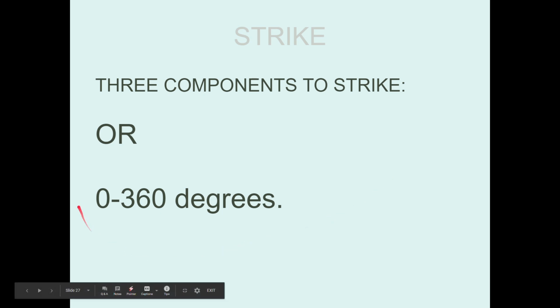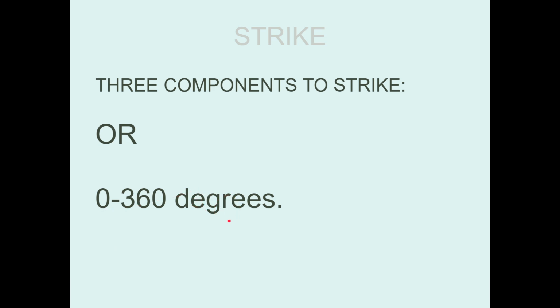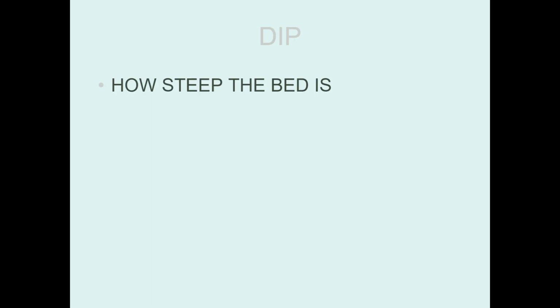Alternatively, you could just say it from 0 to 360 degrees. You don't need this north, this many degrees west or east. You can just look at your compass, see which way the arrow is pointing and what number it's pointing to, and say, okay, this is striking this many degrees.